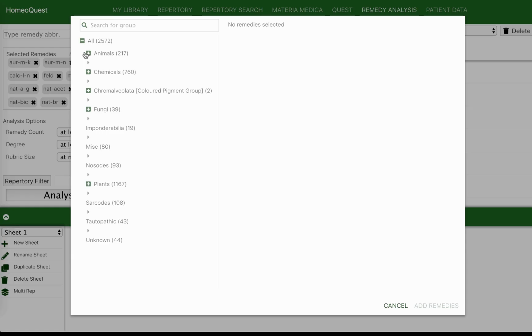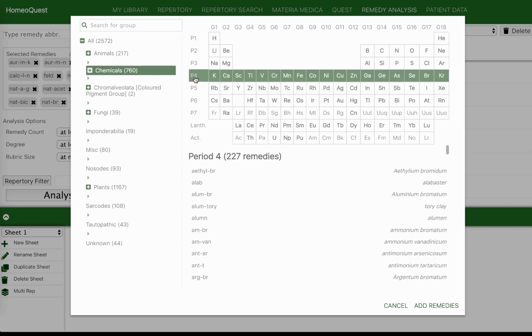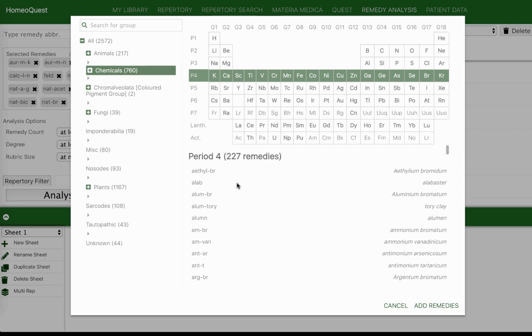And then you don't have to just stick with one particular element or one particular anion or cation. If you look at the groups and the chemicals here, you can also select a row or a column. Say I select the entire row 4, which is the iron series, and all the remedies in the iron series, and their compounds and their allotropes, all come up in your analysis.